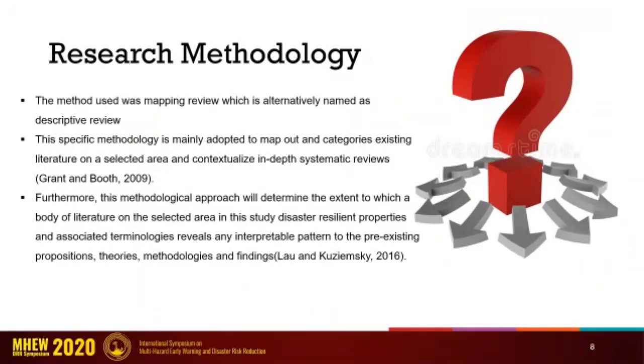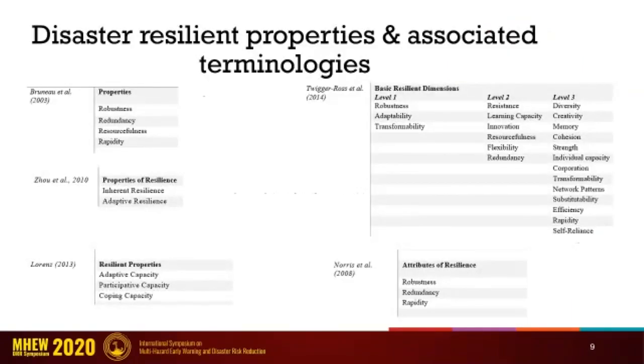The specific methodology adopted is mainly identified to map out and categorize existing literature on selected areas and contextualize in-depth systematic reviews. Furthermore, this methodological approach will determine the extent to which a body of literature on disaster resilience properties and associated terminologies reveals any interpretable patterns to the pre-existing propositions, theories, methodologies, and findings. So moving on to the studies.